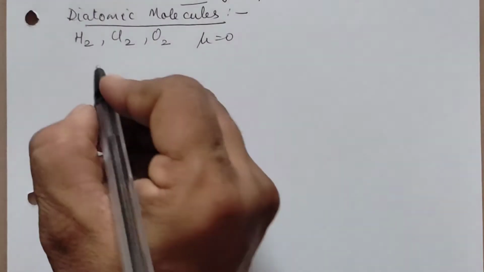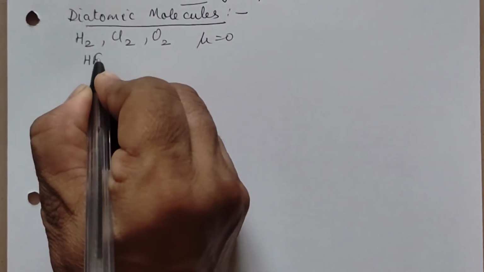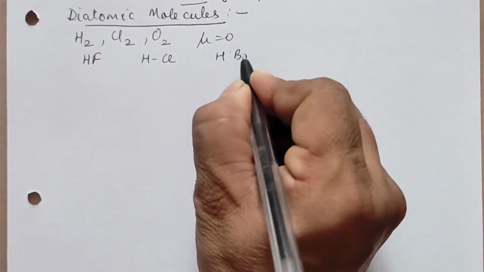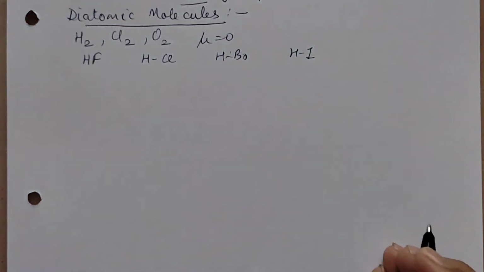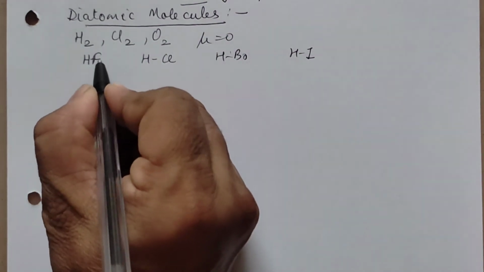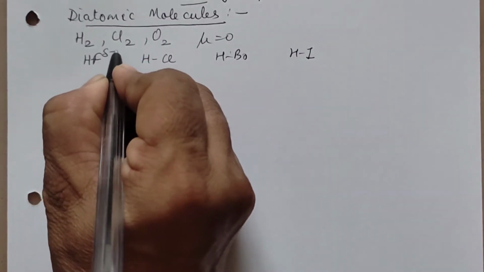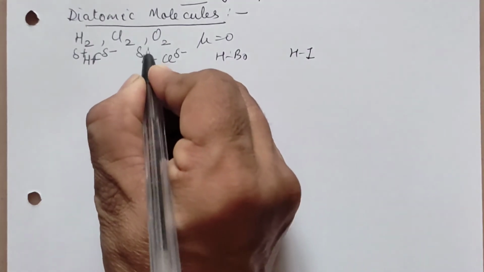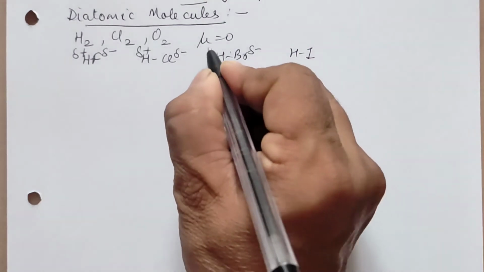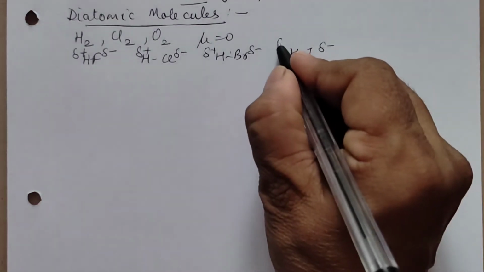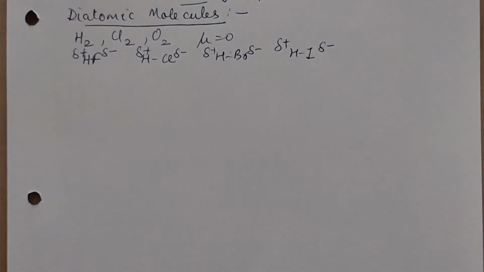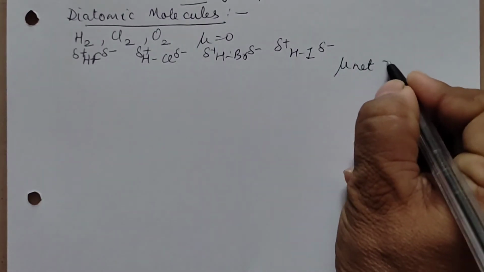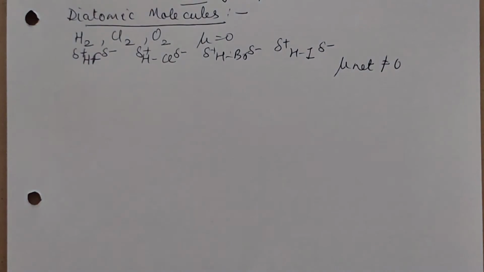But if there is an electronegativity difference, say I am writing HF, HCl, HBr or HI, they all have an electronegativity difference. Halogens are electronegative, so all these halogens will have partial negative and hydrogen partial positive. Same way iodine. So that means all these are polar molecules. All these will have net dipole moment, which will not be equal to 0.